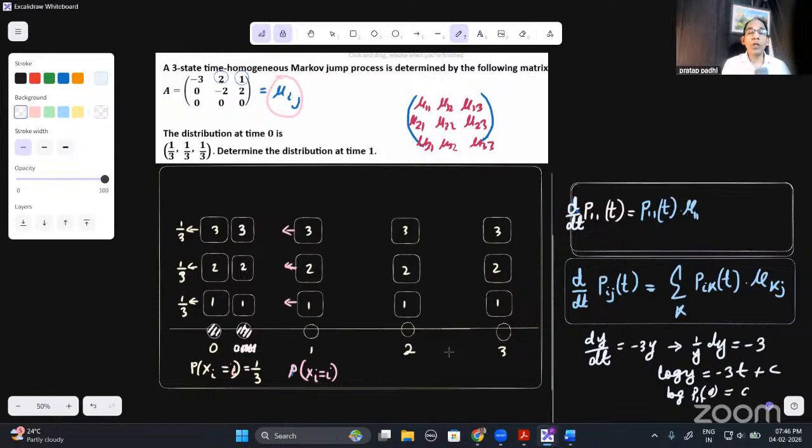So what is p11(0)? In 0 time, what is the probability that you will move from 1 to 1? Yes, you are in 1 only. So that is 1. So log 1 is 0. So C is 0. That means finally log y is -3t. So y will be e power -3t.